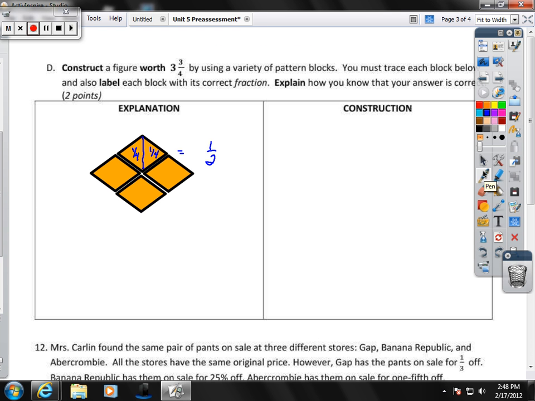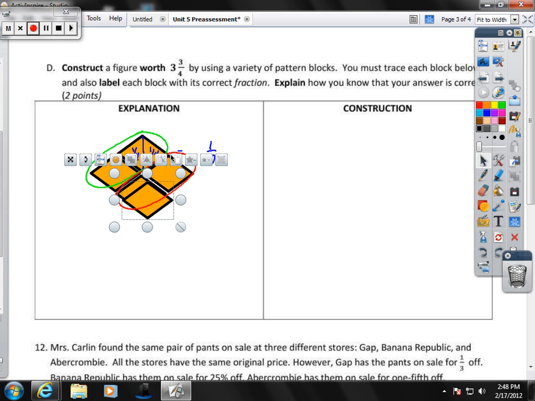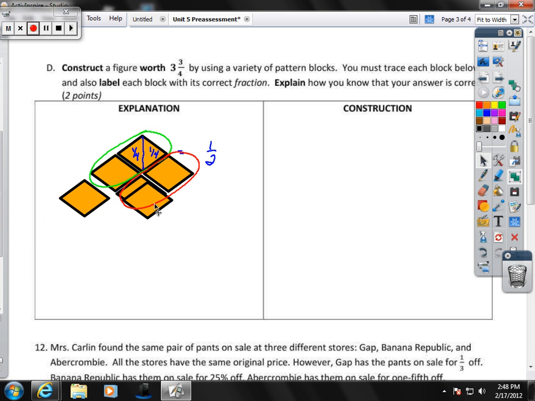So let's say we'll do this one in green. So there's 1 whole. That's a 1/2 plus a 1/2. And here's another whole. That's a 1/2 plus a 1/2. So now all I got to do is make another set of these. There's one. Whoops, not those.